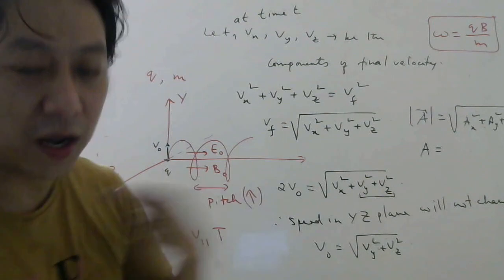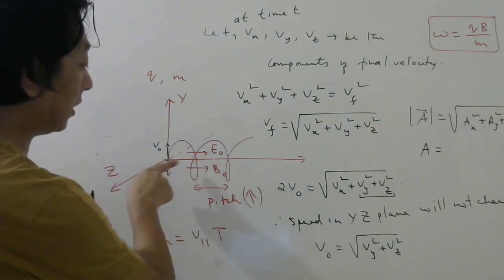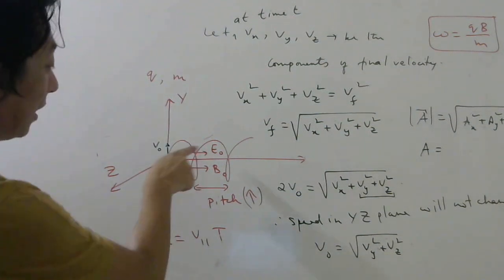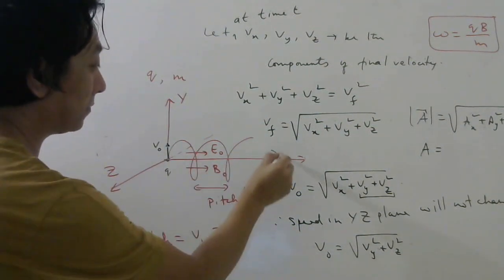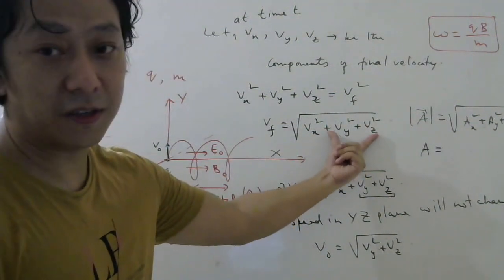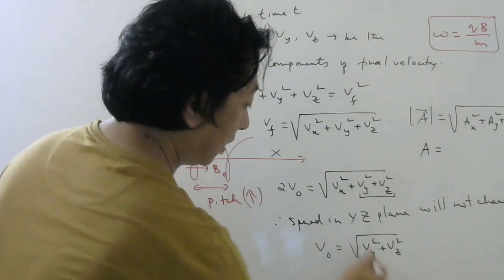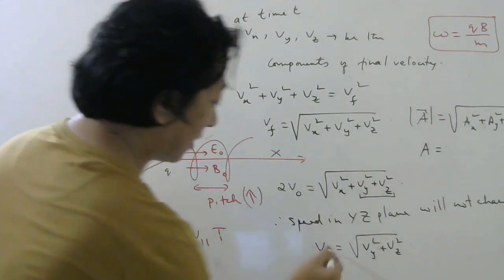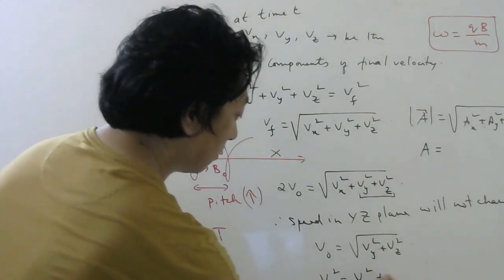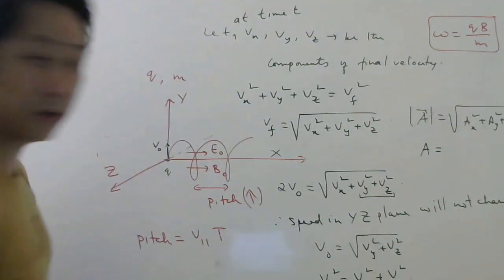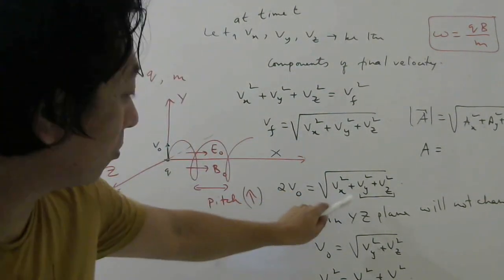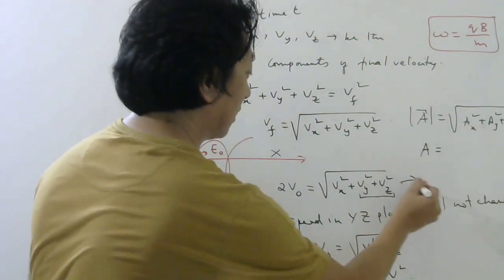Again and again I am saying this. Why, sir? Because a magnetic field cannot change the speed. An electric field can change the speed, but the electric field is along the x-axis, so only the x component will change. The yz component of speed will be the same as initial. So I can write V naught square as Vy square plus Vz square. Understood? So wherever this appears, you can put V naught square. Substitute that in the equation, call it equation 1.